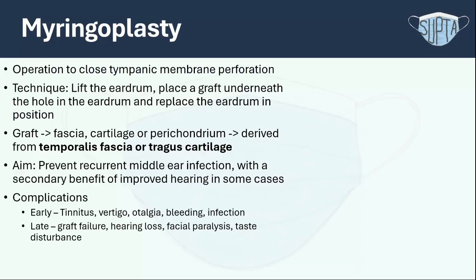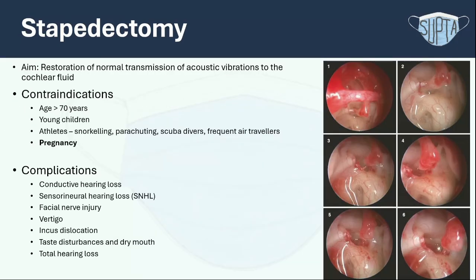And stapedectomy is, as I mentioned, the mainstream treatment of otosclerosis. So you have restoration of the normal transmission of acoustic vibrations to the cochlear fluid. And contraindications to be aware of are if the patient is particularly elderly, so older than 70 years, young children, athletes, so like snorkeling, parachuting, scuba divers, and pregnancy is an interesting contraindication because, as I mentioned, the condition can commonly present in pregnancy. So it's important to do that operation after the birth, essentially.